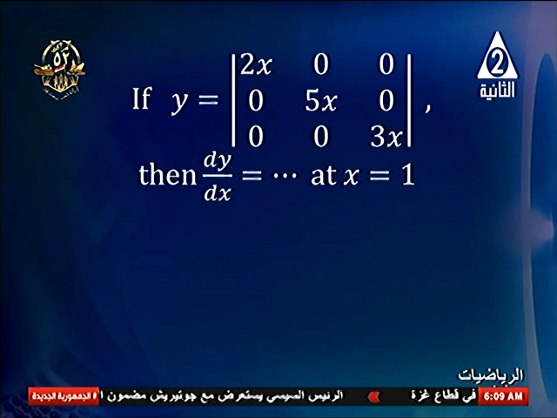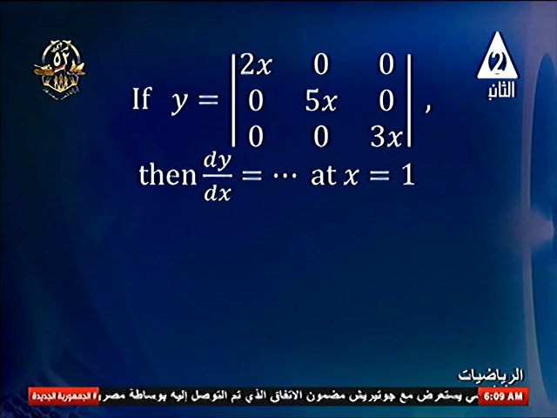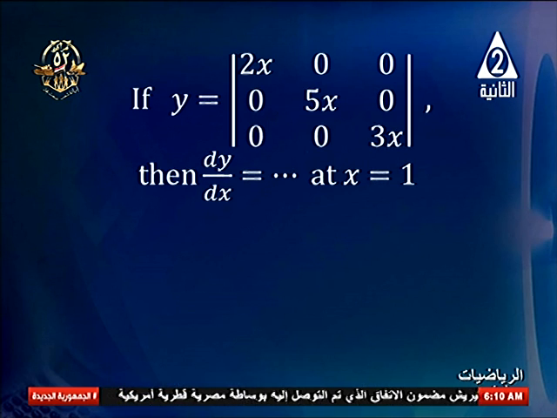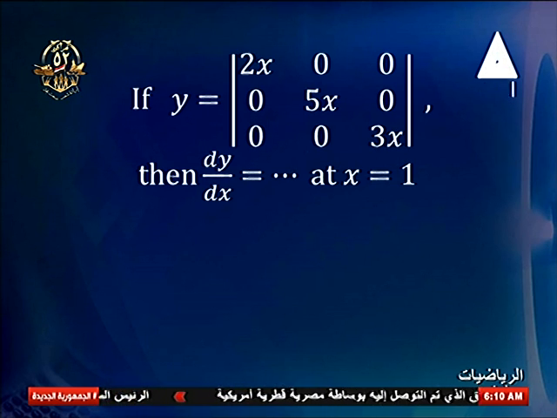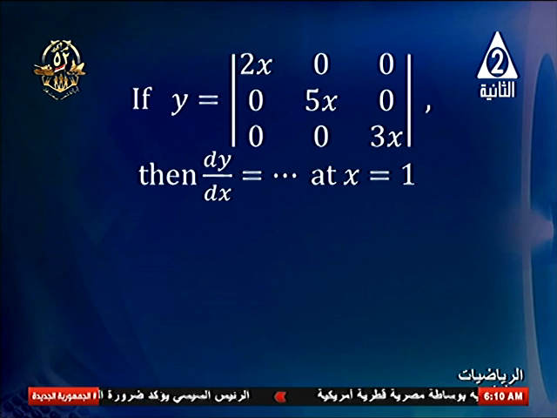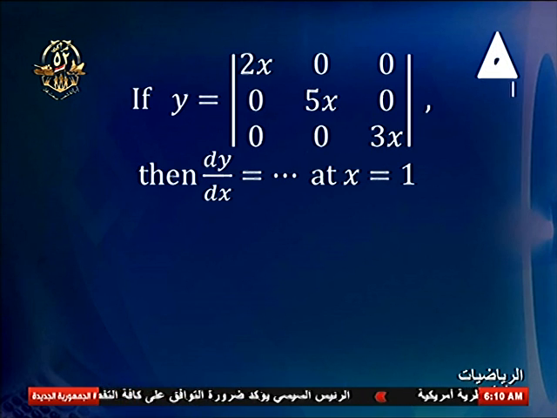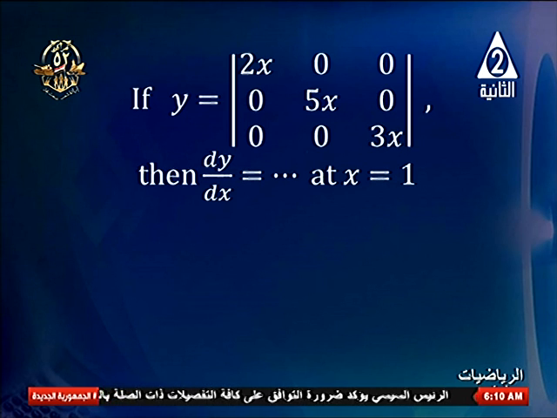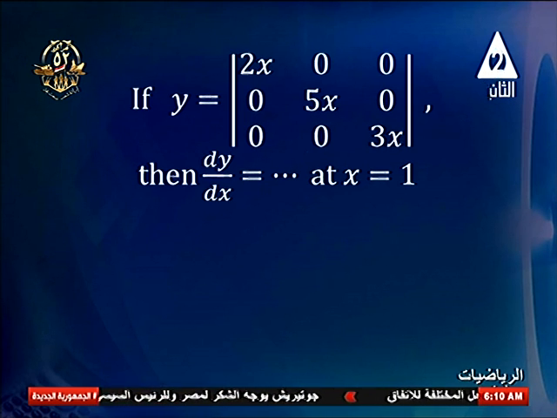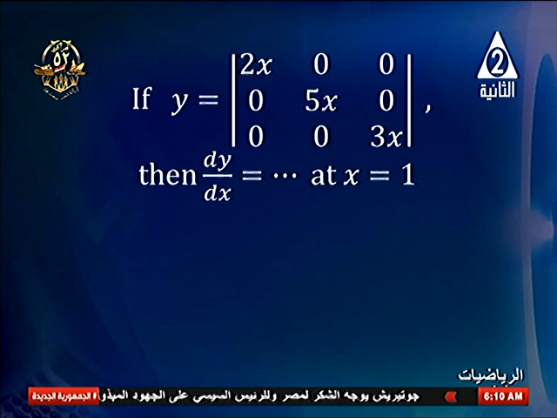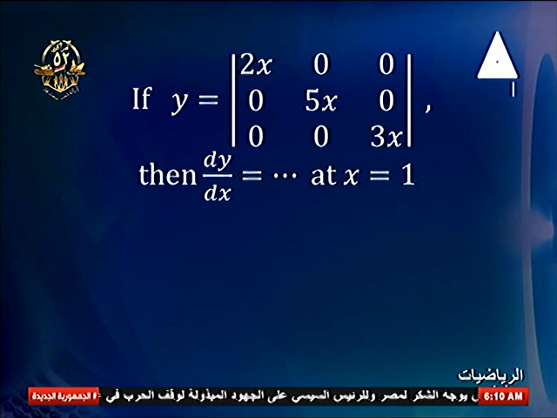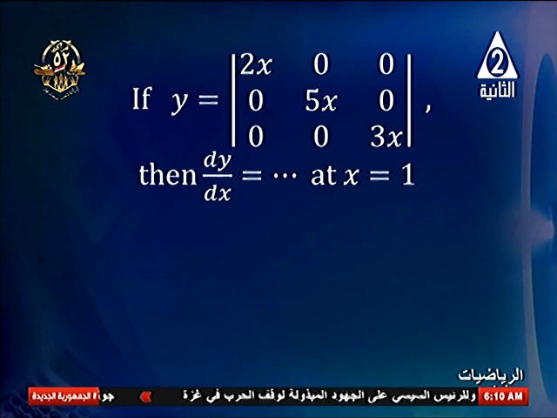Look at the value of the determinant. It is easy. 2x times 5x times 3x equals what? 2 times 5 times 3 equals 30x to the power 3. This function y equals 30x to the power 3. After that, it is easy to find dy over dx when x equals 1.